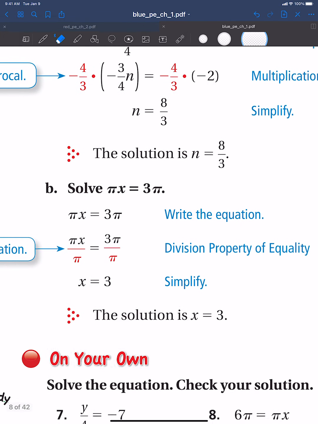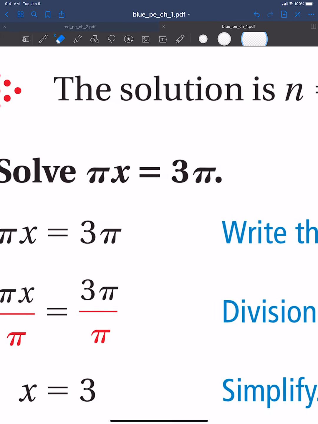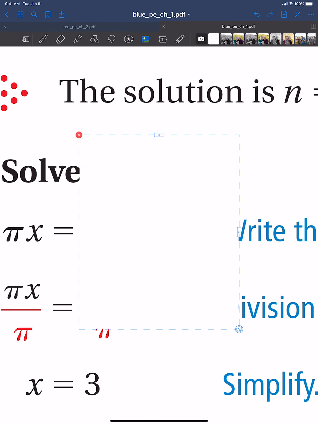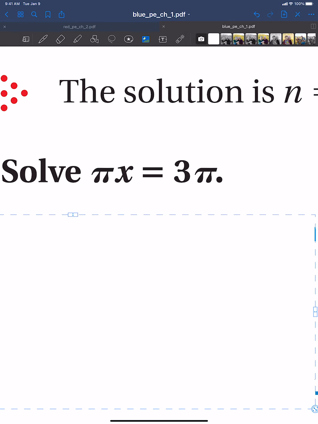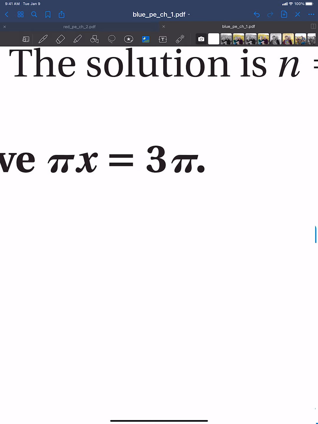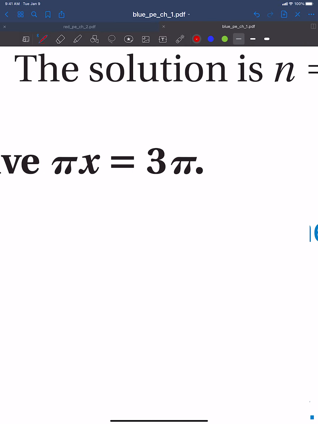All right, let's go ahead and do this one. Let me grab my sheet of paper so we're not distracted by all the other hoopla. Pi x equals 3 pi. Where's the variable? Right there. What's happening to the variable? It's being multiplied. What's the opposite of multiplication? Division. So divide by pi to get it away. But if I do it to one side, I've got to do it to the other.